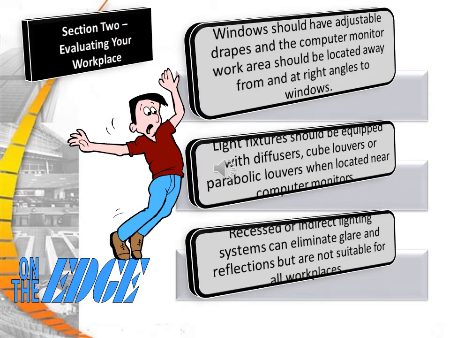Windows should have adjustable drapes, and the computer monitor work area should be located away from and at a right angle to windows. Light fixtures should be equipped with diffusers, cell louvers, and parabolic louvers, which are located near the computer monitor. Recessed or indirect lighting systems eliminate glare and reflections but are not suitable for all workplaces.